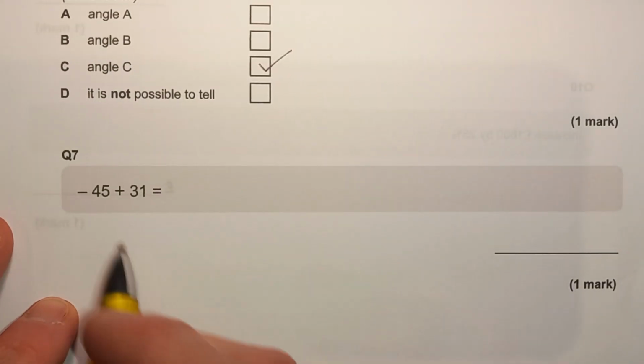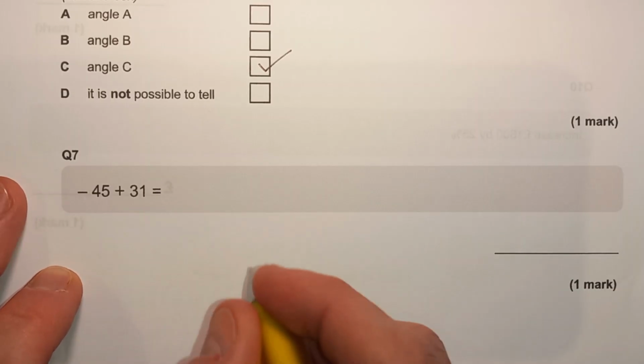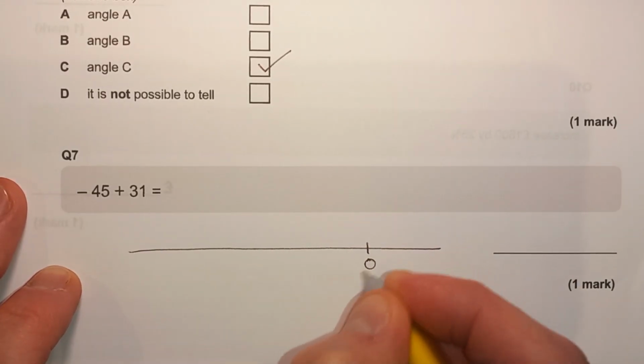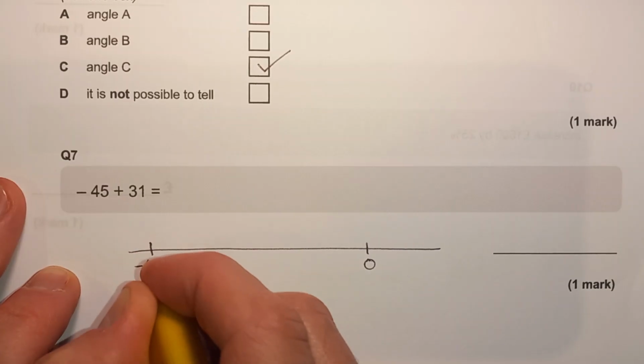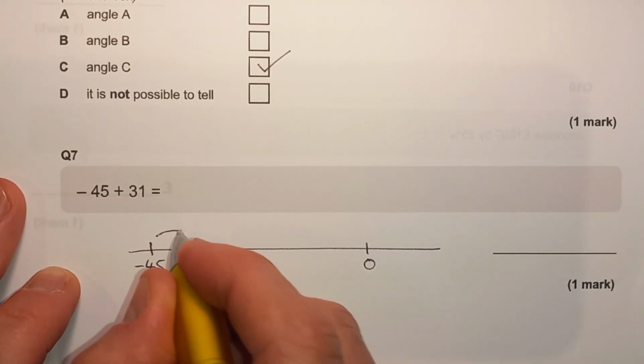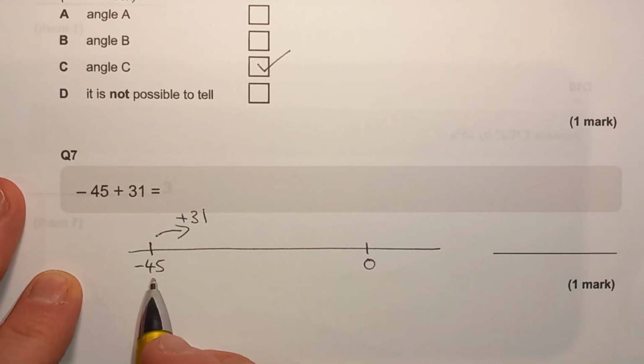Question 7. Minus 45 plus 31 equals. Right, so let's draw a number line. We're going to have 0 here. We're going to have minus 45 here. And we want to add 31. So we're adding, so we're going this way by 31. So this 45, well, it's minus 45.